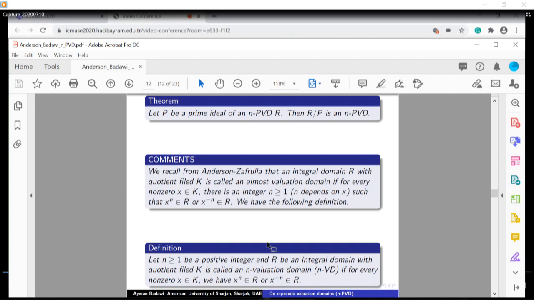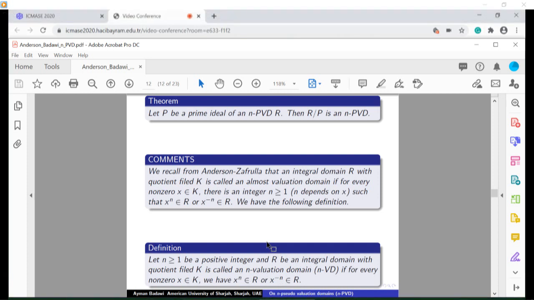And we have an example. In this paper, it took us a while, but we ended up answering the question. We gave examples for many cases, like can we have an almost valuation domain that is not n-valuation? Yes. In fact, we ended up giving an example of an almost valuation domain that is not an n-valuation domain for any n.